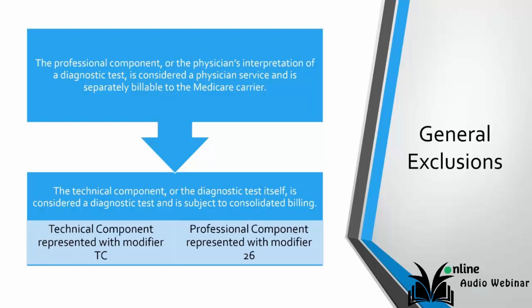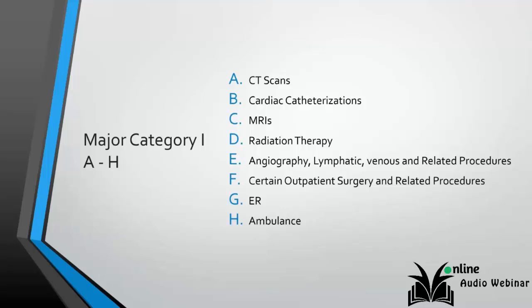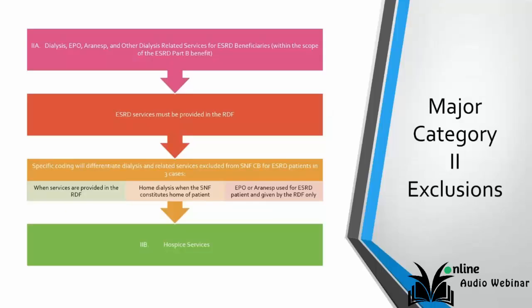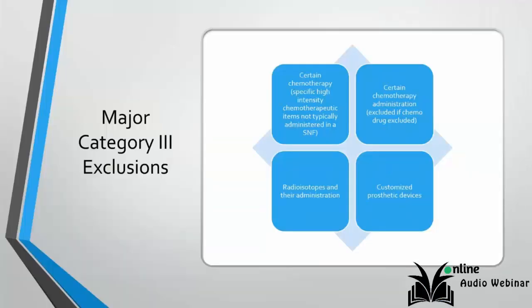Again, your link. When you have exclusions and you're going to bill, your technical component is a TC modifier on the UB04. Your major category 1 listing, your considerations as a provider and what you want to make sure you have in your record, and then major category 2 exclusions all listed here for you, and then major category 3 exclusions, and then your major 4 exclusions.